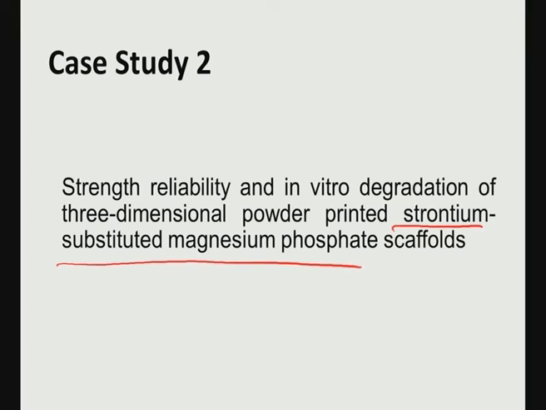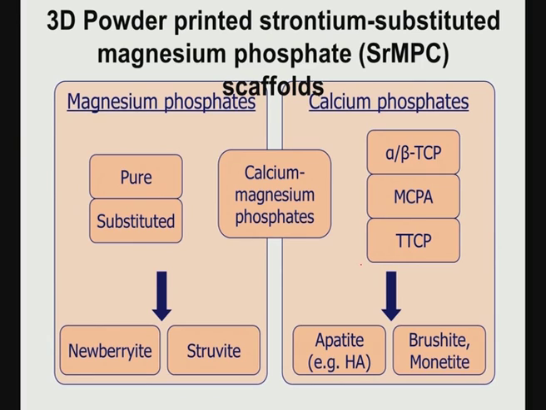Now, why strontium? Strontium is one of the strontium based drugs, like strontium ranelate. It is a very well known drug for treating osteoporosis. And why magnesium? Magnesium is biodegradable. So, we want to develop magnesium phosphate scaffolds which are biodegradable in nature and can also be used for osteoporosis treatment. And then we started with the calcium magnesium phosphates, that kind of scaffold.